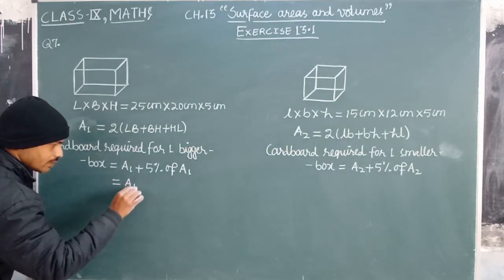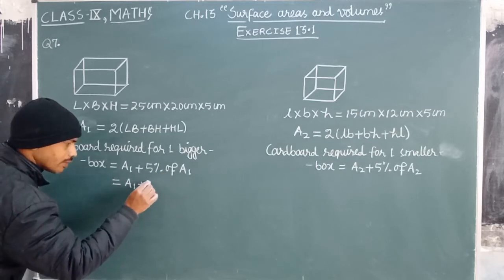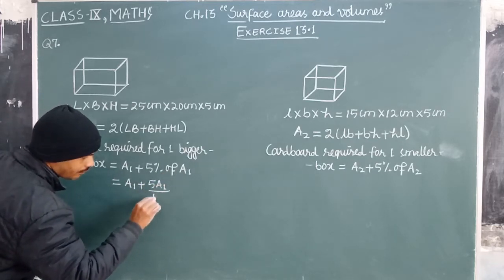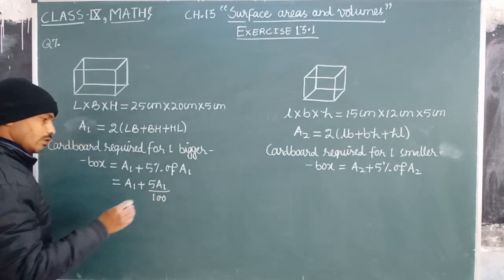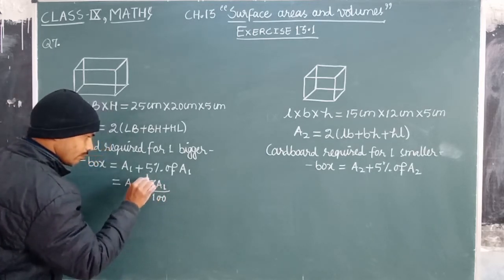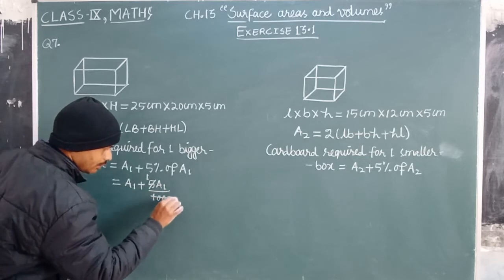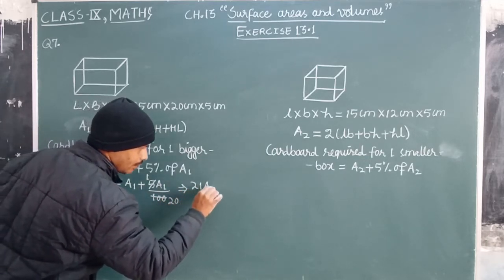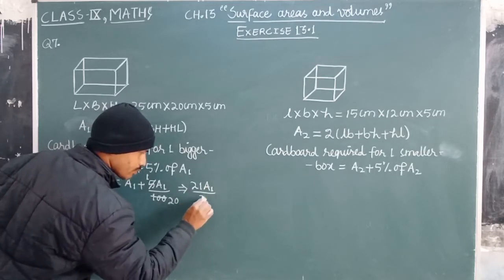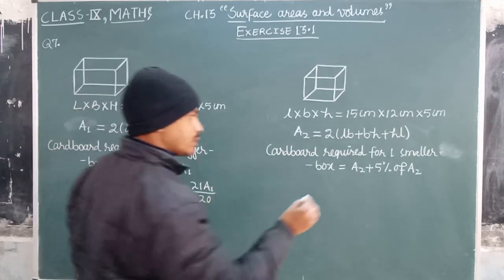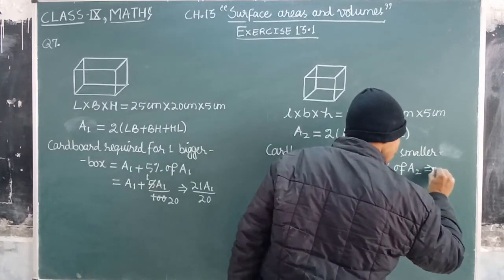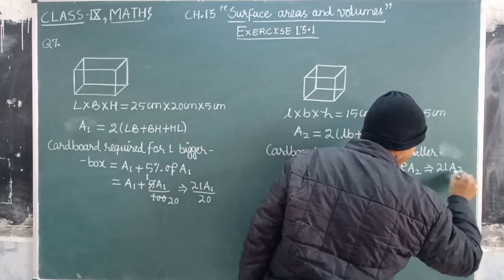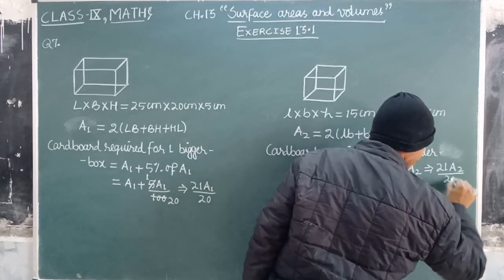Let's simplify this. It is A1 plus 5% of A1, which is 5 A1 upon 100. 5 ones are 5, 5 twenties are 100. So on simplification it is 21 A1 upon 20. Similarly, this on simplification is found to be 21 A2 upon 20.